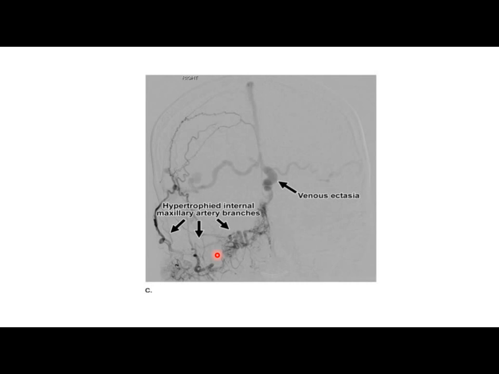This image shows CTA. This is conventional angiography. They put a catheter in the artery and inject contrast, and you see this DSA, digital subtraction angiography. You can see this tortuous dilated vein, venous ectasia, with the ethmoid vessels, and this hypertrophied and tortuous internal maxillary artery branch.